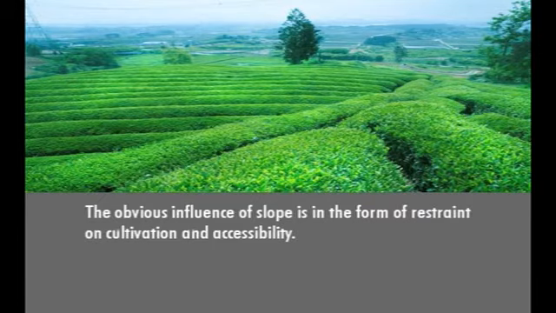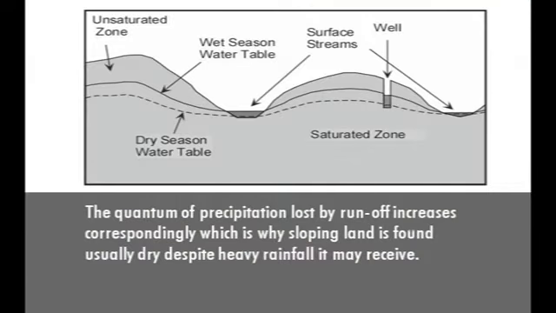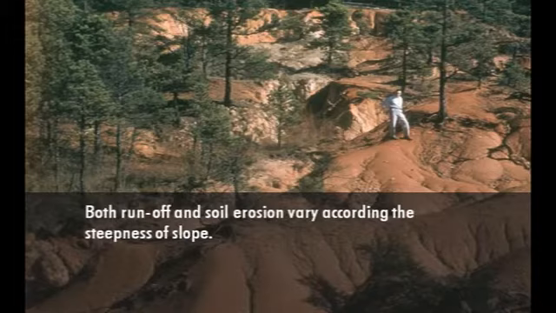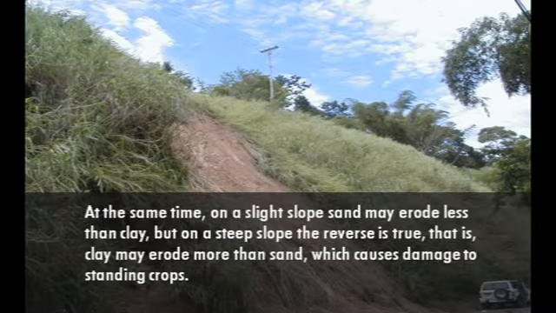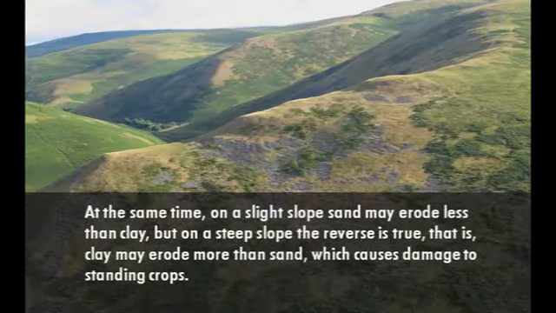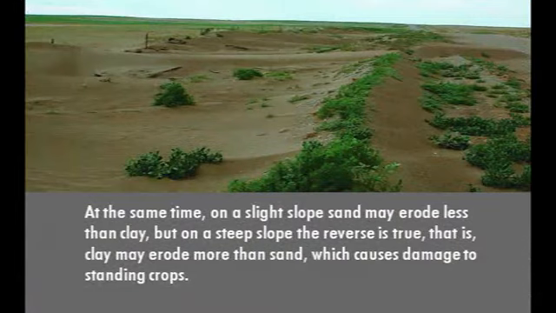On a sloping land, water flows down before it finally gets absorbed in the ground. The quantum of precipitation lost by runoff increases correspondingly, which is why sloping land is usually found dry despite the heavy rainfall it may receive. Both runoff and soil erosion vary according to the steepness of slope. It has been proved experimentally by Conkey and Bertrand, 1959, that if the degree of slope is doubled, the erosion per unit area increases 2.5 times. At the same time, on a slight slope, sand may erode less than clay, but on a steep slope, the reverse is true. That is, clay may erode more than sand, which causes damage to the standing crops.